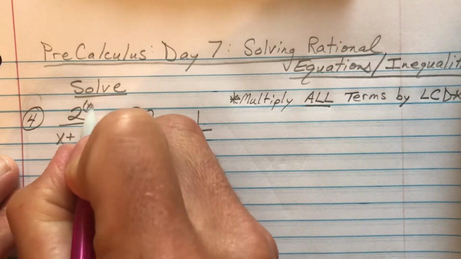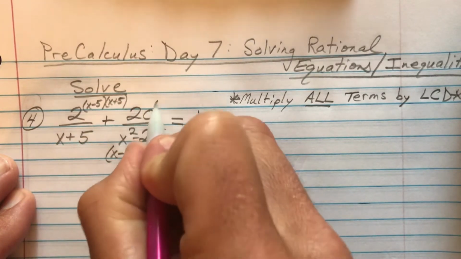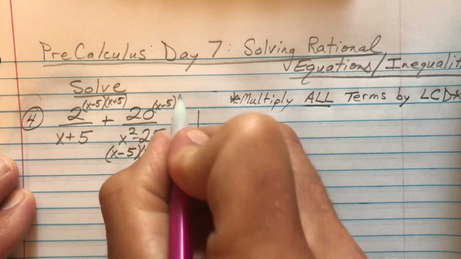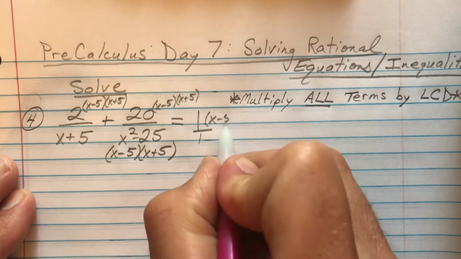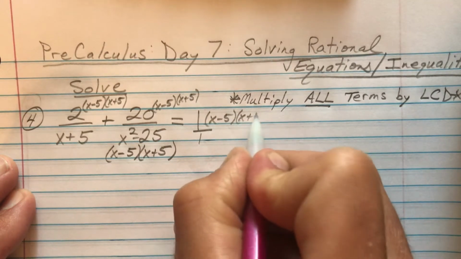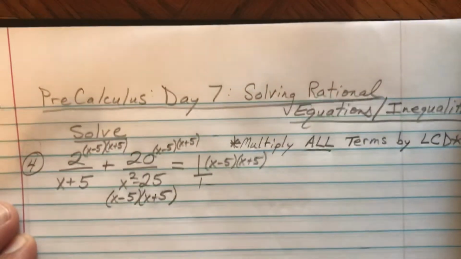So I'm going to multiply this fraction by x minus 5 and x plus 5. The second fraction by x minus 5, x plus 5. And then finally the 1 by x minus 5, x plus 5. So in math, you're allowed to do this.